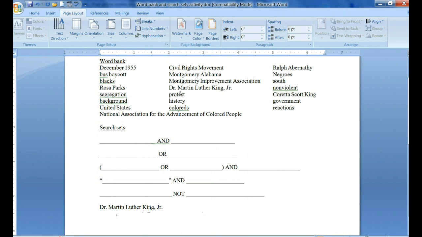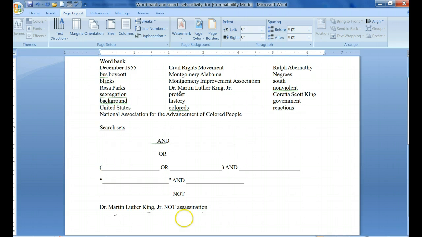And he did a lot of things, as we all know, connected to the civil rights movement. And he was assassinated also in 1968 in April. We don't really want to focus on that part of his story. We want to only focus on his connection to the Montgomery bus boycott, so we don't want things that deal with his assassination. So we've done this search set.